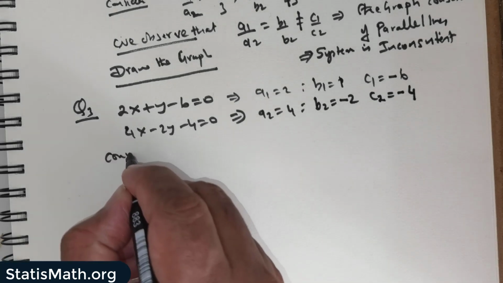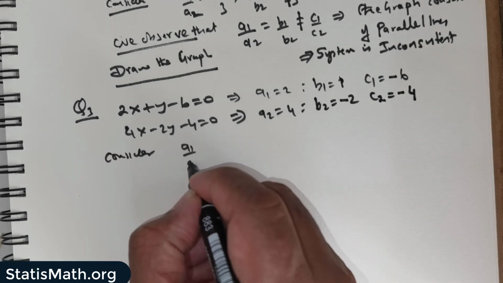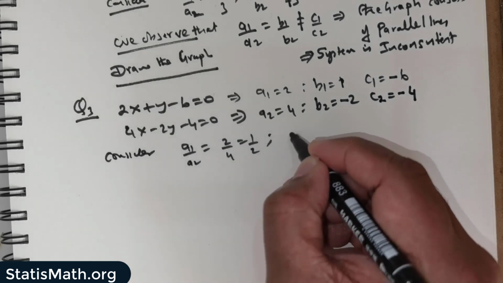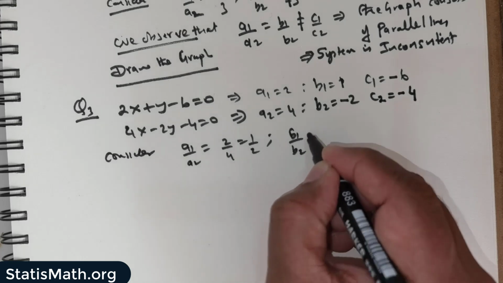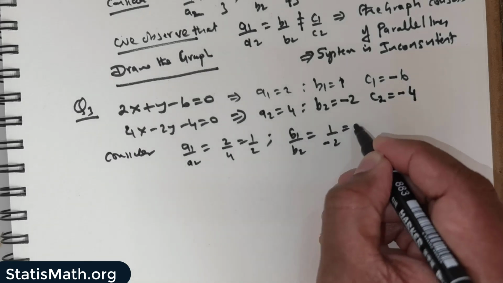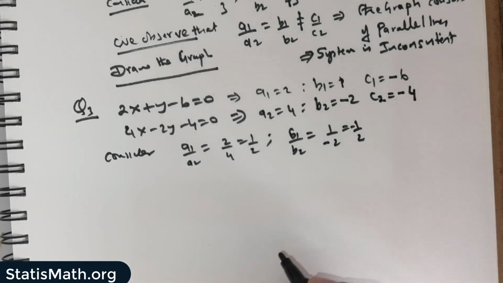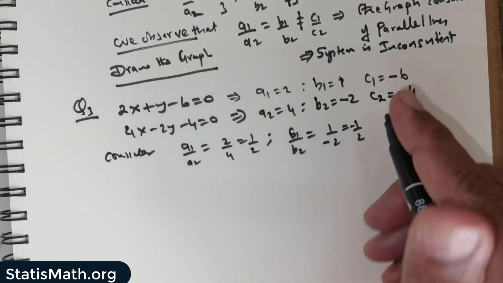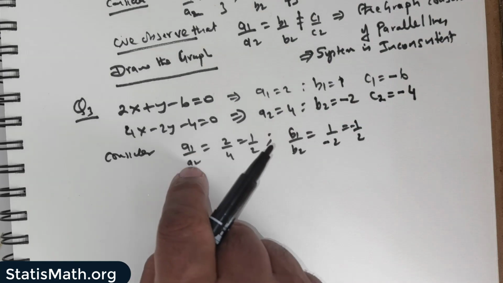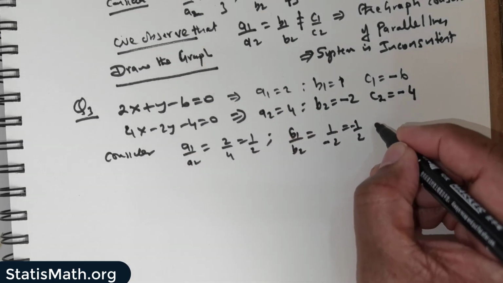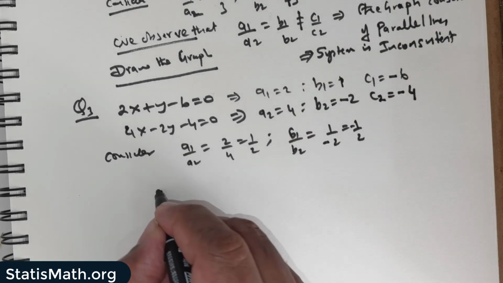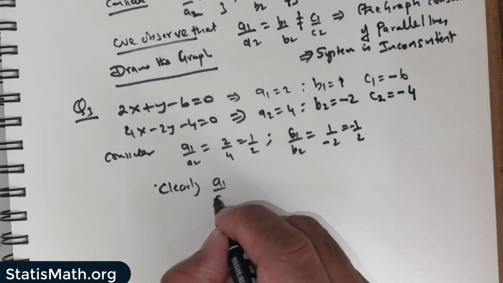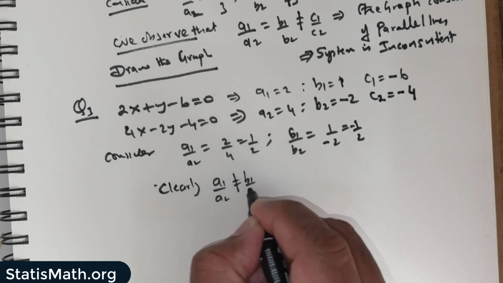Now consider, what are you going to consider? A1 divided by A2. So what is that? 2 divided by 4. That's equal to 1 over 2. Now you consider B1 over B2. What is that? 1 over negative 2, which is 1 over 2 with a negative sign. And once you have A1 over A2 is not equal to B1 over B2, you can outrightly go on to say, clearly, A1 over A2 is not equal to B1 over B2.